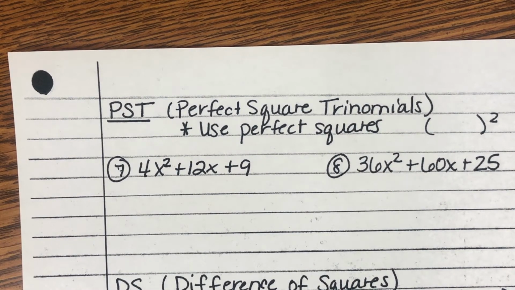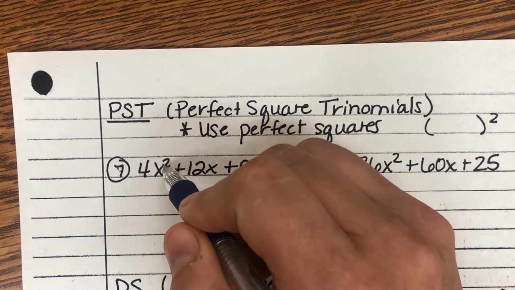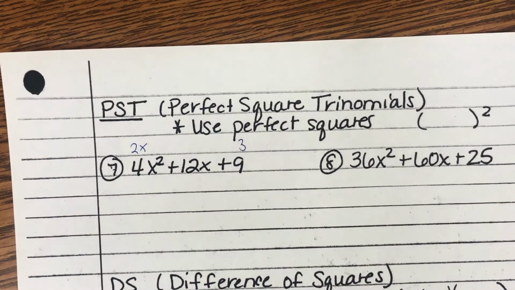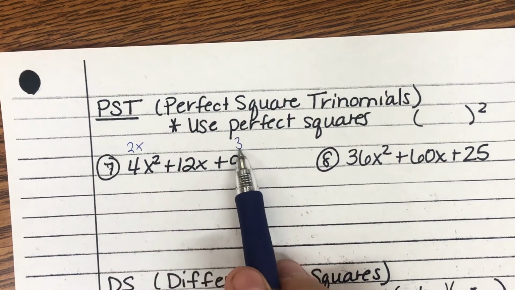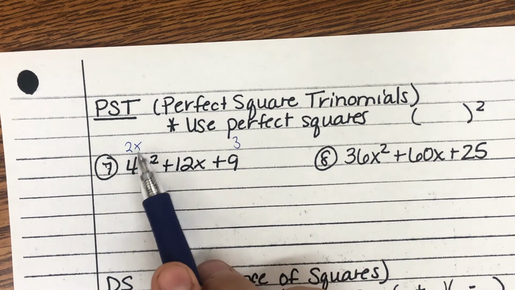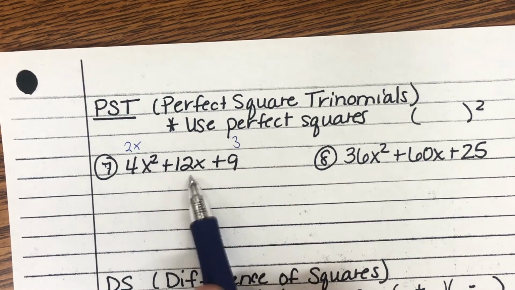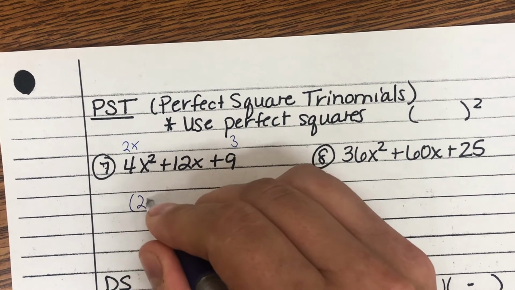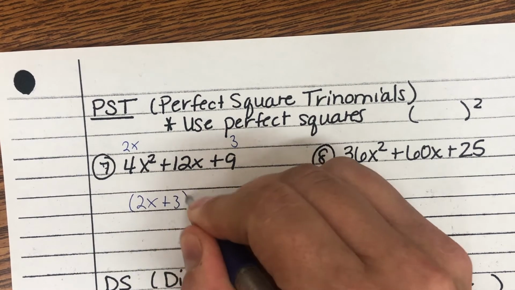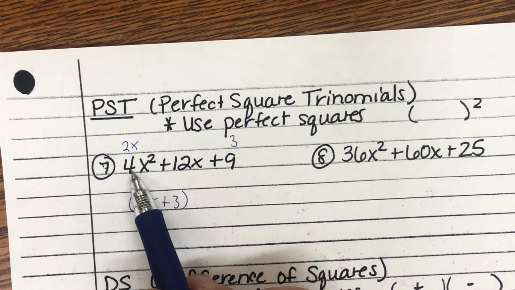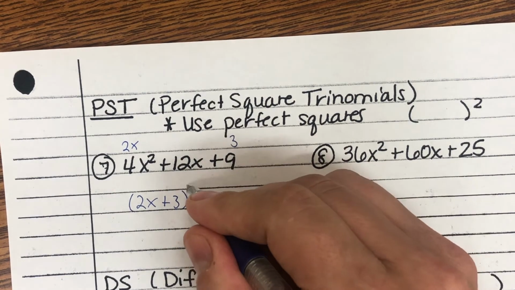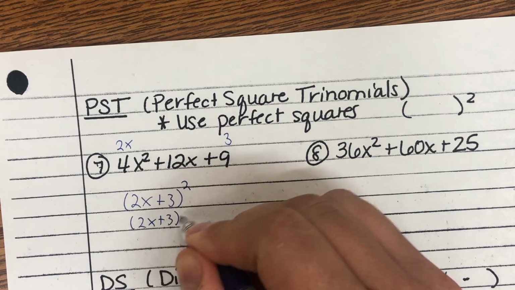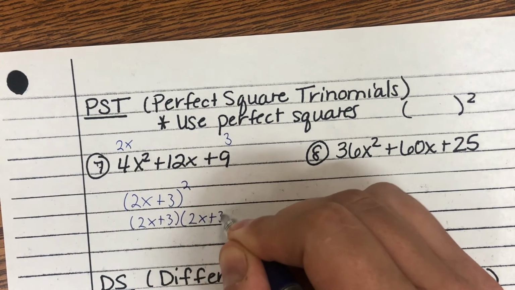When I use these, the square root of 4x squared is 2x. Square root of 9 is 3. Keep in mind, we have to multiply these two together and double it to get the middle term. 2x times 3 is 6x. Double it, that's 12x. We got it. So when I do the special case for the perfect square trinomial, 2x plus 3, those were the perfect squares. Square root of the first term, square root of the second term, and it is squared. If you rewrote it, it could also look like 2x plus 3 times 2x plus 3.